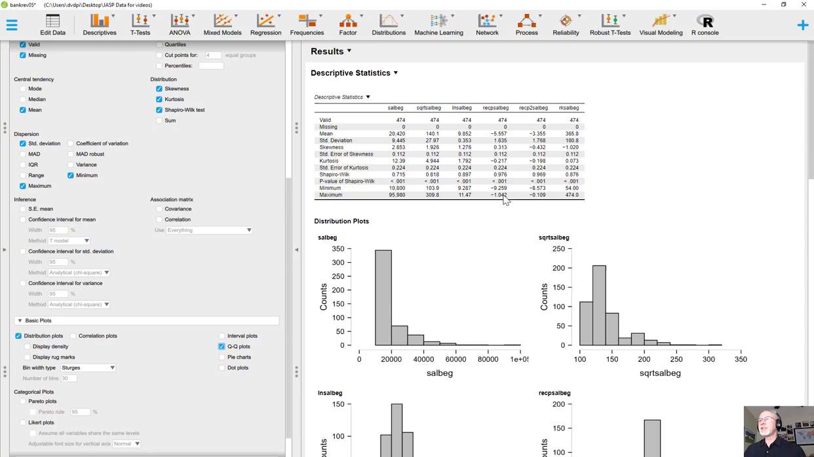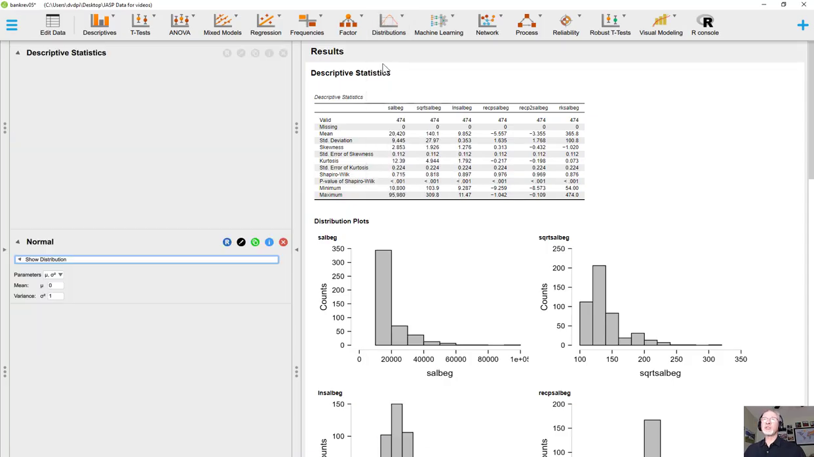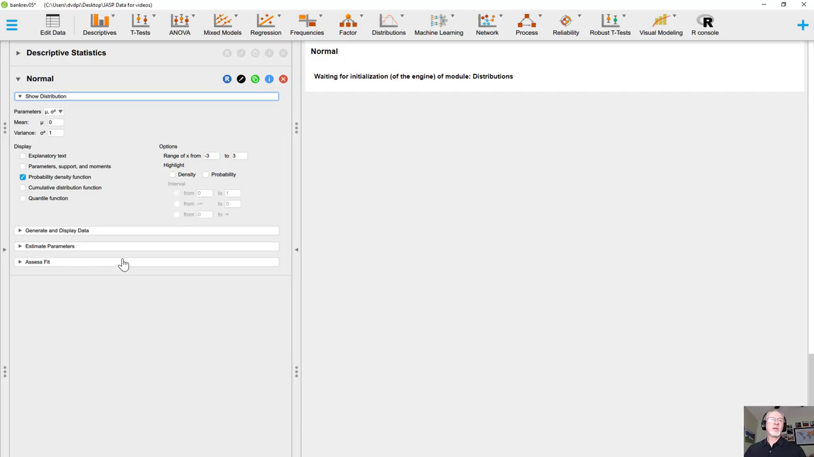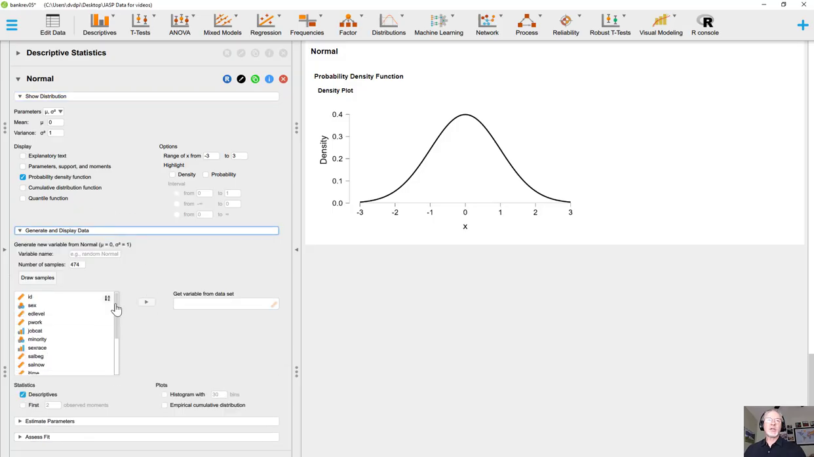Now, if we want to look at this at a deeper level, we can go to distributions, go to normal distribution, and go over to generate and display data. Here you tell it what variable you're going to use. It only allows you to look at one variable at a time. So I'm going to go ahead and start with our original untransformed data.